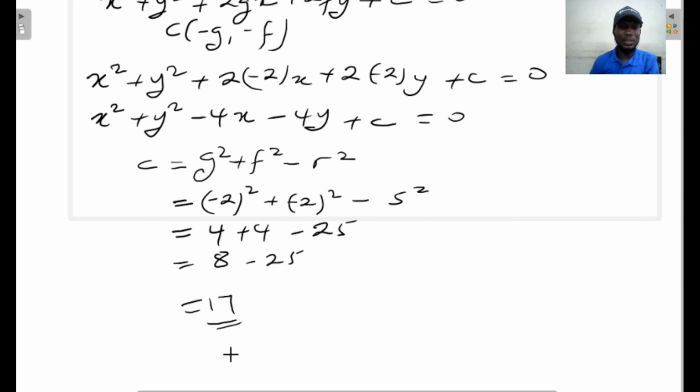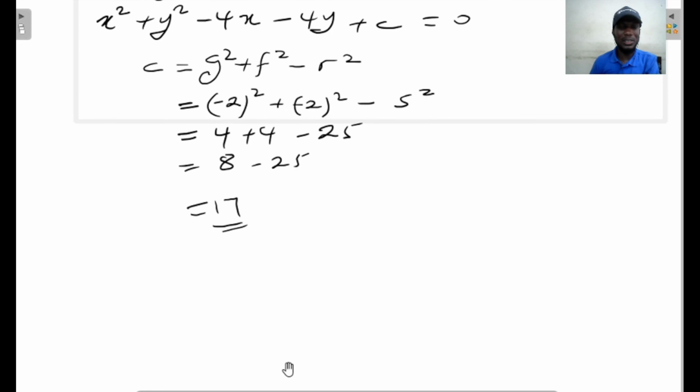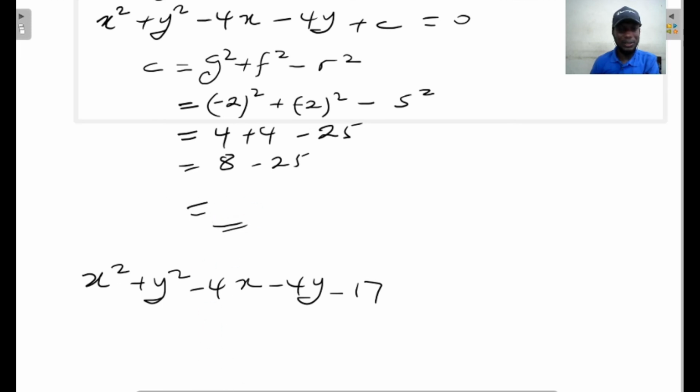Alright, so that means the equation of our circle, we are substituting our c back into the equation to get x squared plus y squared minus 4x minus 4y minus 17. Remember this one, I said negative 17. Let me just clean it and write it well. 8 minus 25 is negative 17. So minus 17 equals 0.